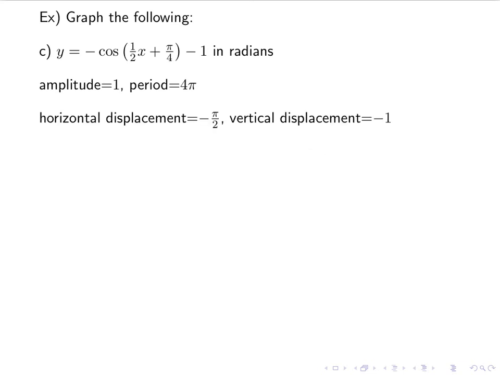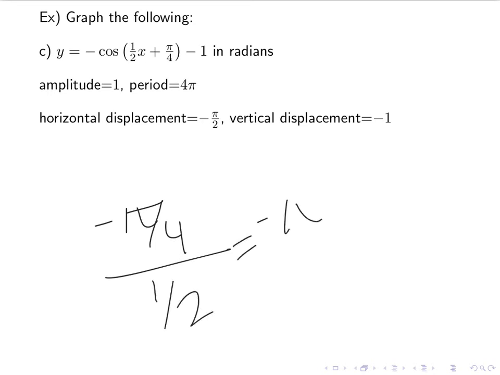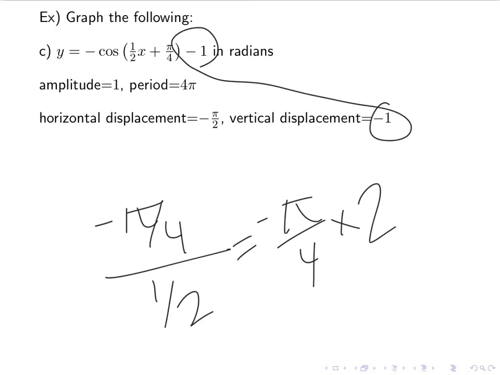And then we've got a horizontal displacement of negative c over b. So again, instead of dividing by a half, we're going to multiply by 2. So that's how we get the negative pi over 2. And then the vertical displacement is again our d. In this case, our d is negative, so we're going to be shifting it down.